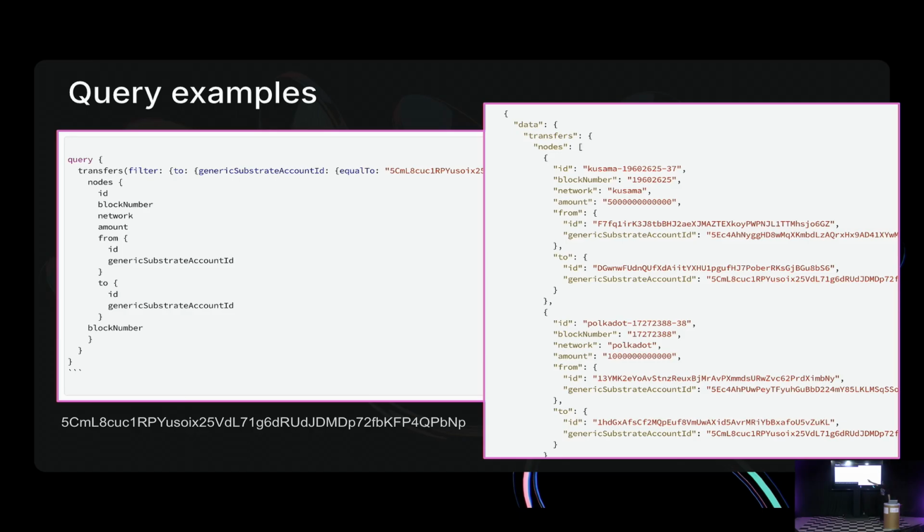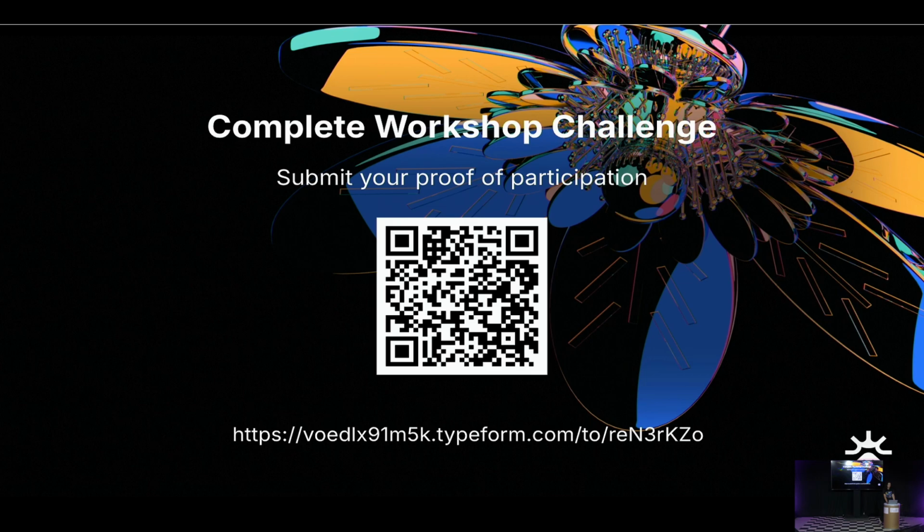This weird thing here is a construction of ID, which is constructed from the network name, block height, and event number, right? So to make it unique, so we don't have conflicts in the database. And the rest, I think, is pretty self-explanatory. Okay, so those would be the query examples.